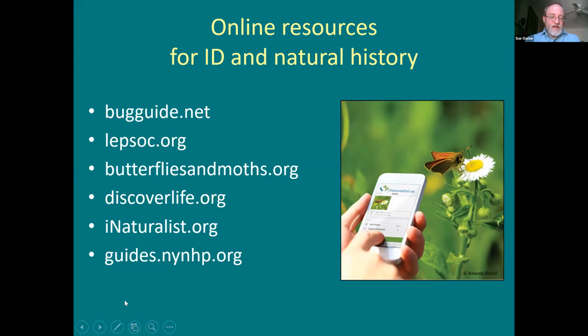And then our own conservation guides that we put out for rare species, and those are online at guides.nynhp.org. You can learn about the ecology and conservation, habitat, and distribution of a lot of the rare species. We're still building those for pollinators, but we have maybe 10 to 12 of them for bees and flies so far.